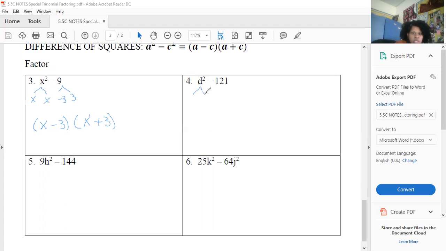This one breaks down into d. D squared is d times d. 121 breaks down into a negative 11 and 11. Again, I would use a multiplication chart if you're not really strong with your multiplication to identify if something is a perfect square, or just sit down and write out your perfect squares so you can easily recognize which numbers are perfect. So this is going to factor into D minus 11, and then D again, plus 11.